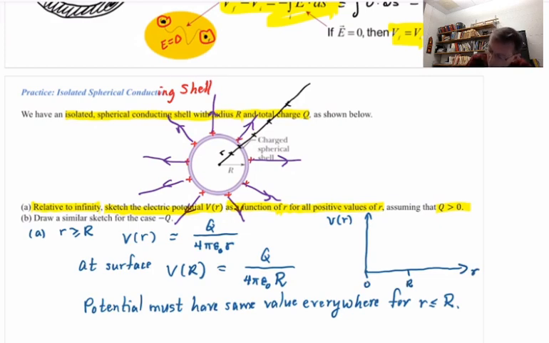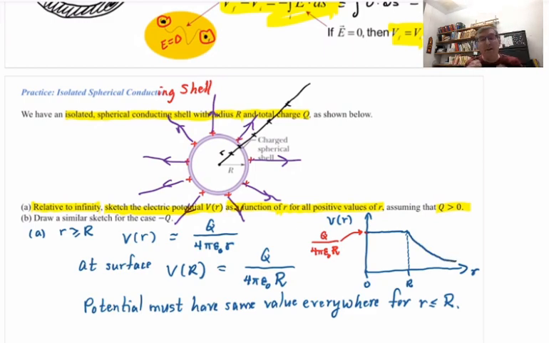All right, so let's put a tick point on the V axis and label that Q over 4 pi epsilon 0 big R. And then I know that the potential is constant at that value everywhere inside the conductor up to the surface. Then it drops off like 1 over the distance, Q over 4 pi epsilon 0 little r. It just asymptotically approaches 0, like that.